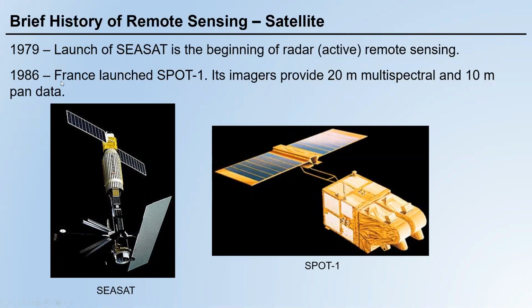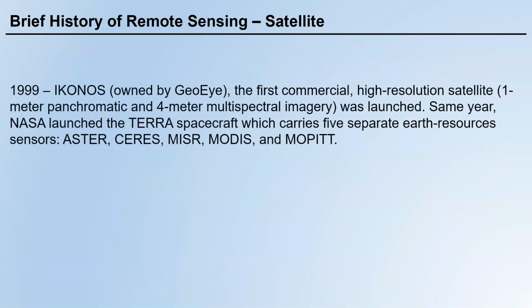And then from Europe, we have the SPOT family. France launched SPOT 1 in 1986. The SPOT family is also very famous. It's not there anymore, but we always compare the SPOT family with the Landsat family, because they are very similar to each other in terms of their purposes, and in terms of their specific specs, for example, spatial resolution, spectral resolution, and band sets, okay?